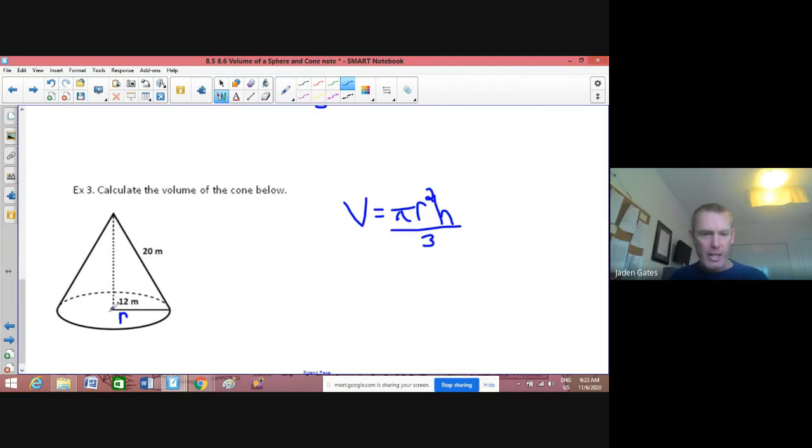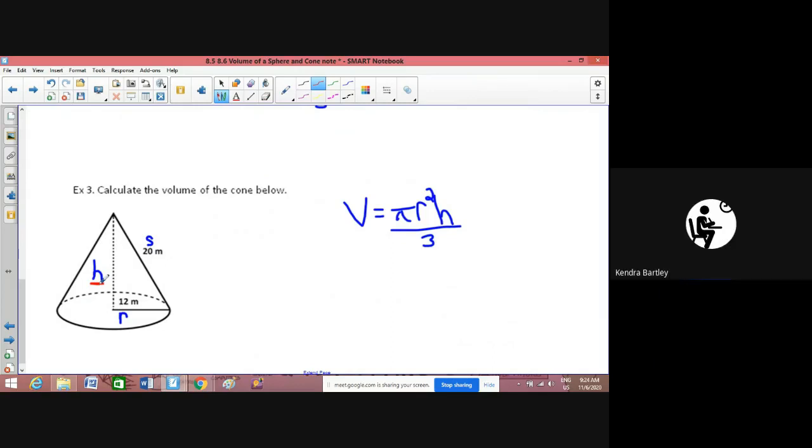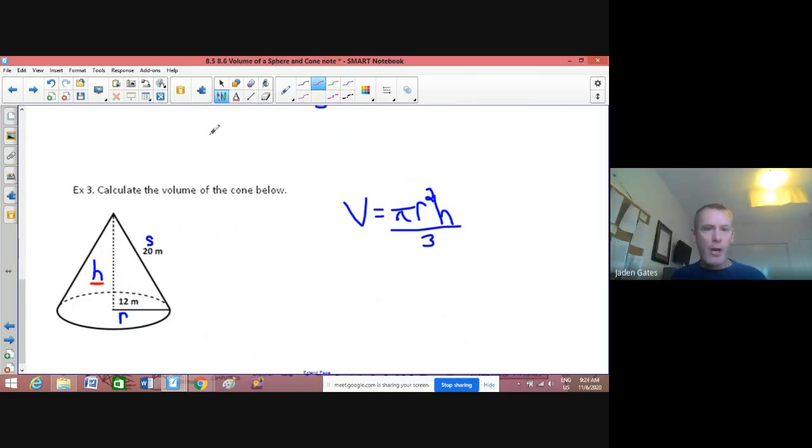What else do I need? I need my height. That's straight up. Okay. And this, again, 20 would be called my slant height, the S. Anybody know how I'm going to get my height? How am I going to get this height? What do you think? Anybody got any suggestions? Pythagorean theorem. You got it. So again, here's a triangle inside my cone, a right angle triangle.